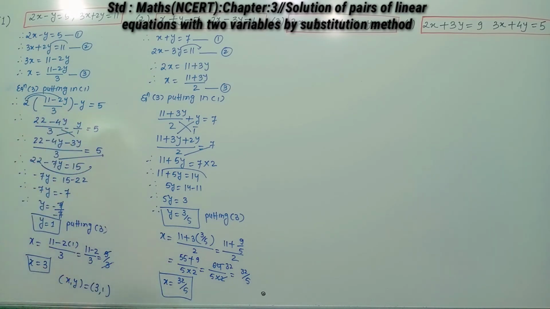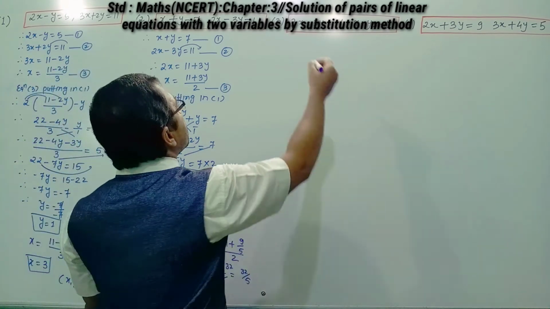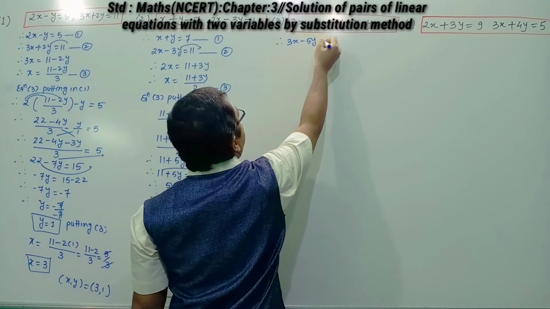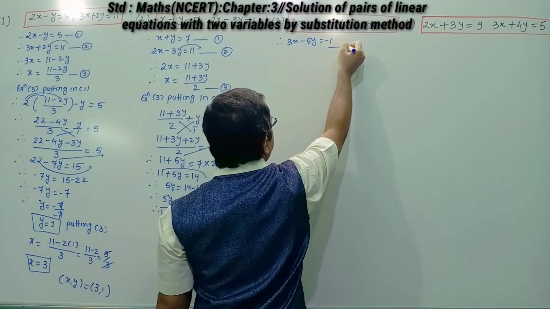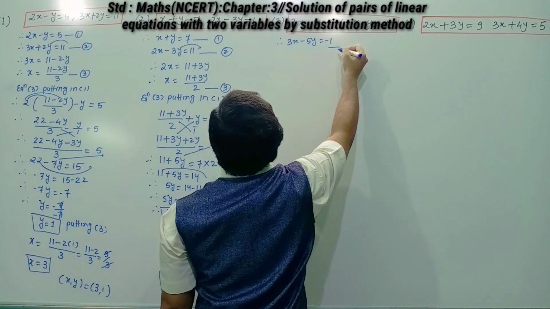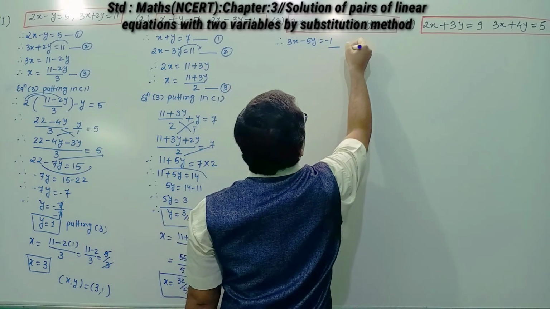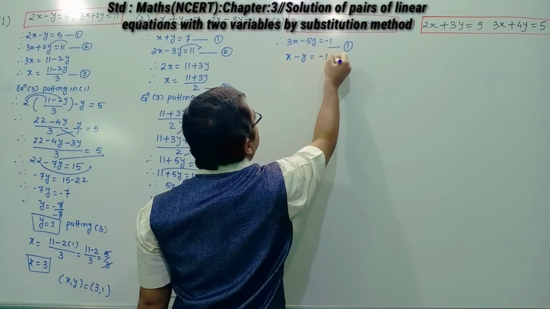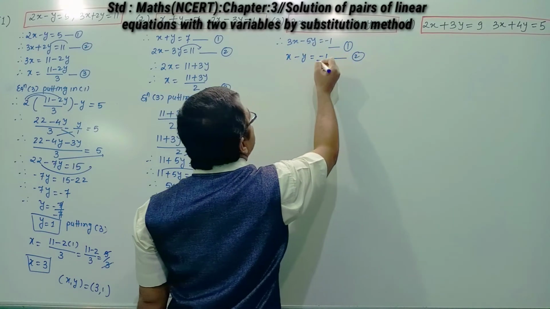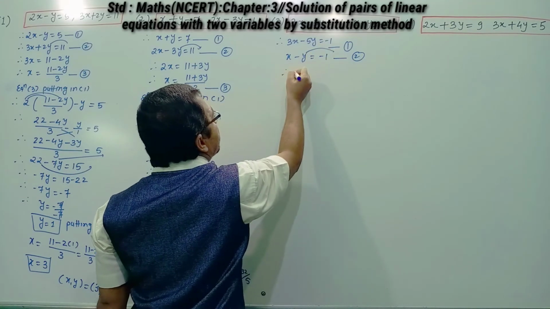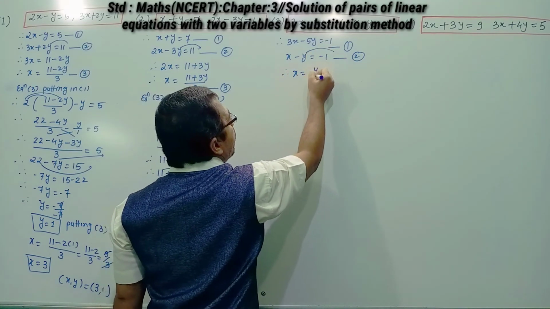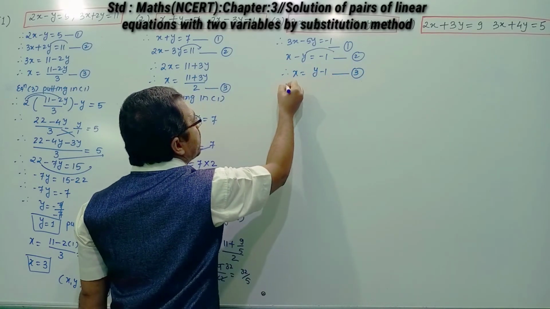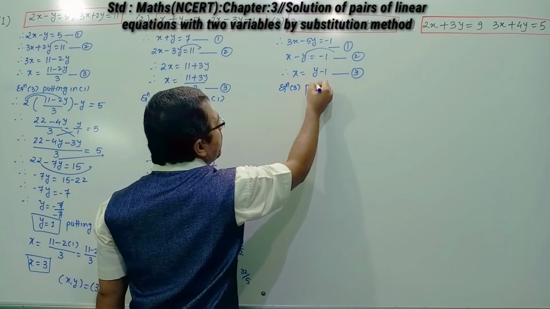Okay. Now moving to question number 3. The question number 3 is 3x minus 5y is equal to minus 1. Consider this is equation number 1. And x minus y is equal to minus 1. This is equation number 2. Okay, from here formulating x, so x will be y minus 1. Equation number 3.